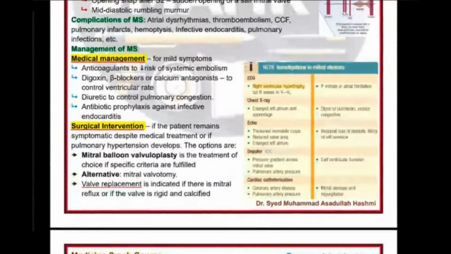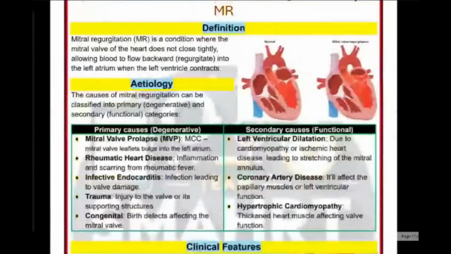Now, how are you going to manage this case? Stenotic valve, any management? All these things can be done to decrease the workload on the heart. Surgical intervention: repair the valve, that is valvuloplasty, or replace the valve, valve replacement. Same ECG, chest X-ray, everything will be there. In echo, you will find everything. Echo can be done.